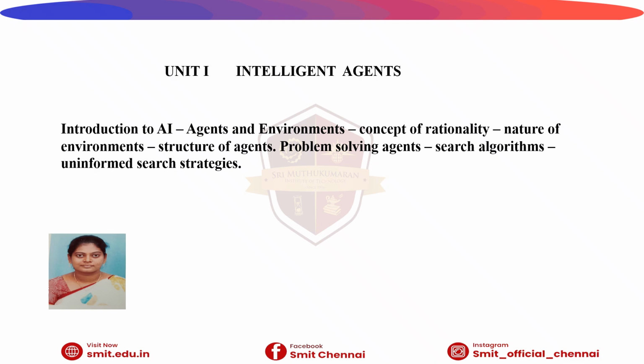Now, unit 1, intelligent agents. These are the topics we are going to see under unit 1. Introduction to AI, agents and environments, concept of rationality, nature of environments, structure of agents, then problem solving agents, different search algorithms. We have different search algorithms like BFS, DFS, and uninformed search strategies.